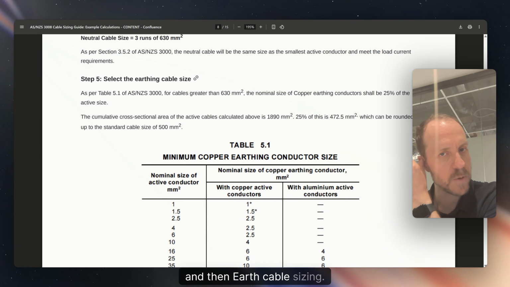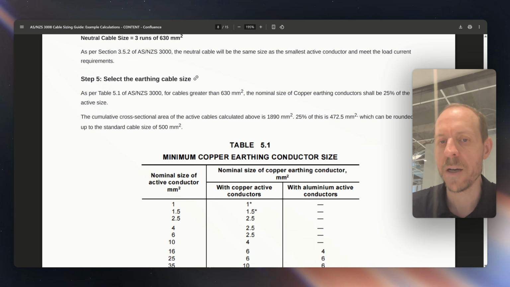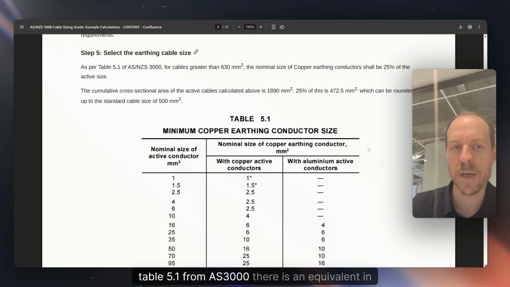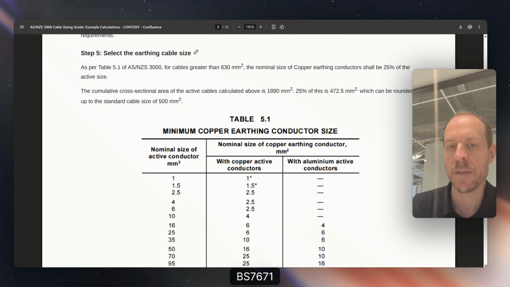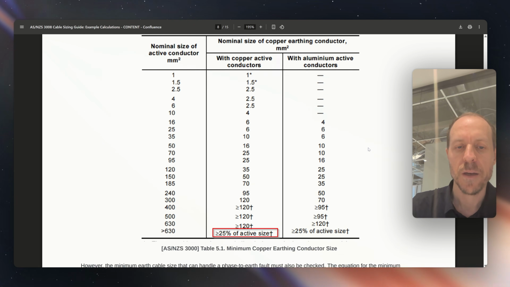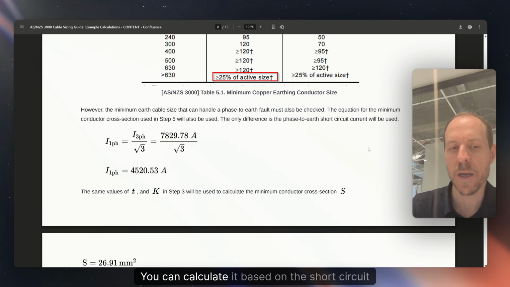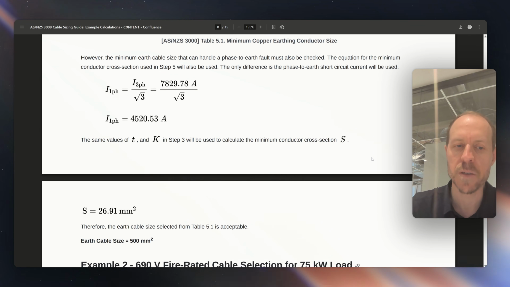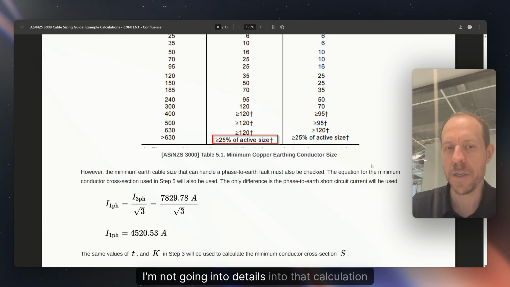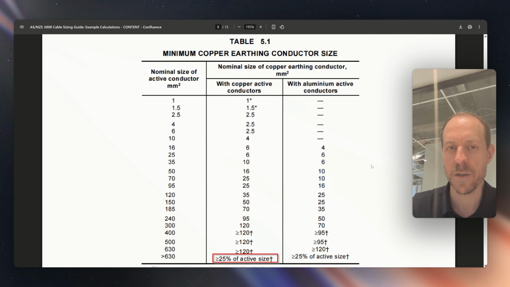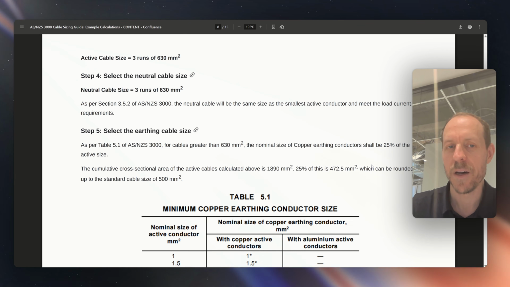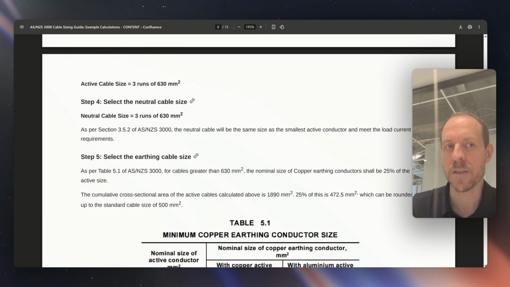And then earth cable sizing, remember I said you can either use this simple lookup table, table 5.1 from AS3000, there is an equivalent in BS7671, or otherwise you can calculate it based on the short circuit rating and the fault loop impedance, which is recommended. I'm not going into details into that calculation here. It's much easier to do in the software, which automatically performs all the checks, and I'm going to show you that next.